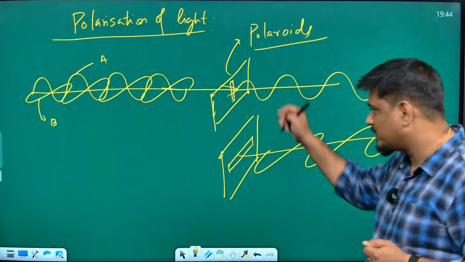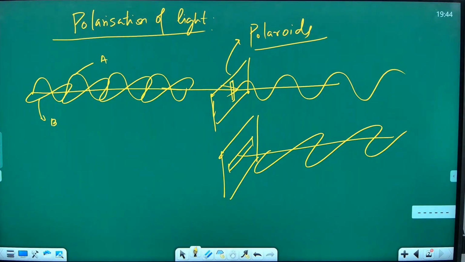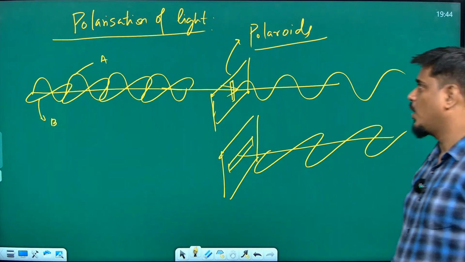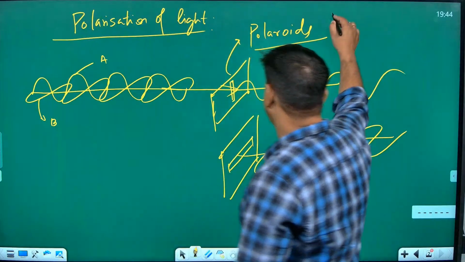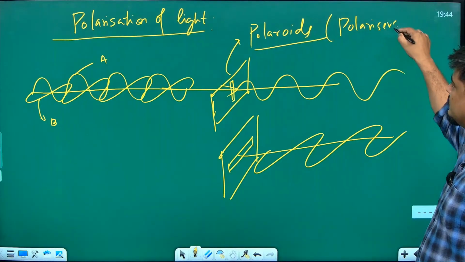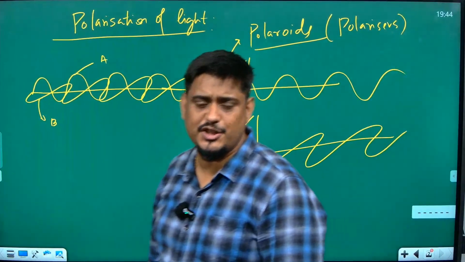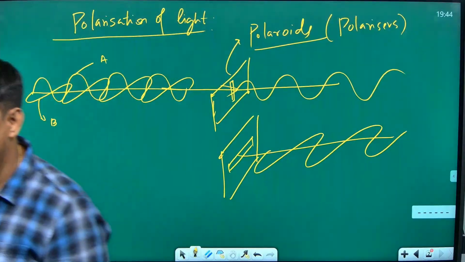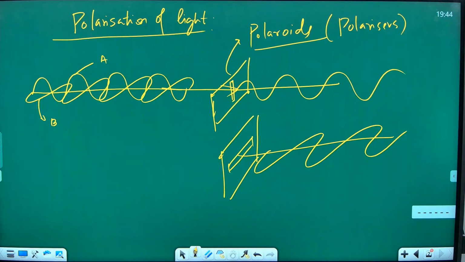So first you draw this diagram and I'll give the definition to you. First you please draw this diagram of these polaroids or polarizers. Then I'll give you the definition of it. Please copy down the diagram. Let me know if you are done copying the diagram.